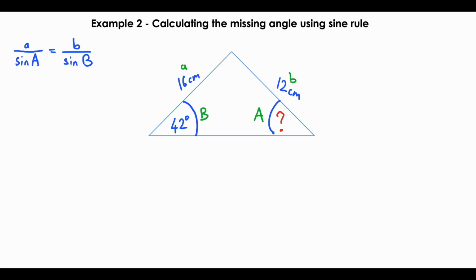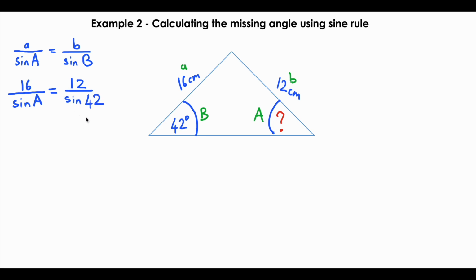So now I could stick this into my formula. A, I replace with 16, so 16 over sine A. I don't know what sine A is, so that's why I'm putting it back as sine A. Then that is equal to b, which is 12, so 12 over sine B, and B is 42. So I can say sine 42.